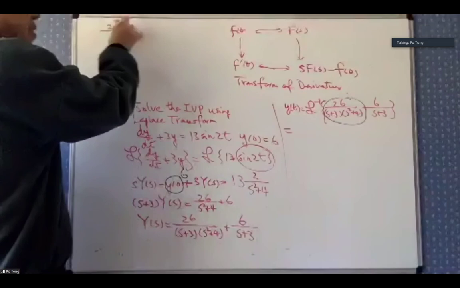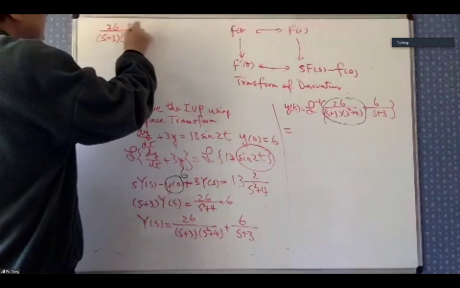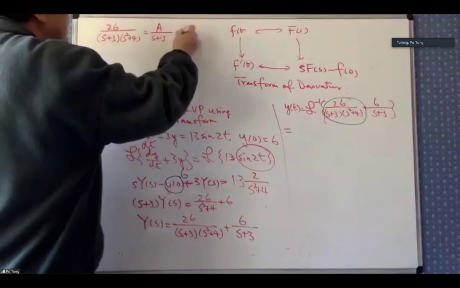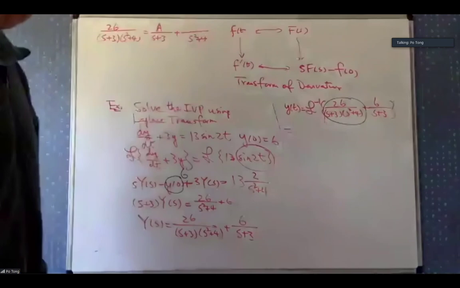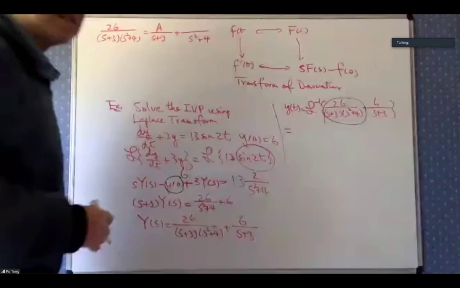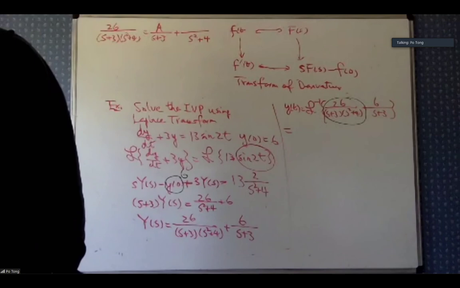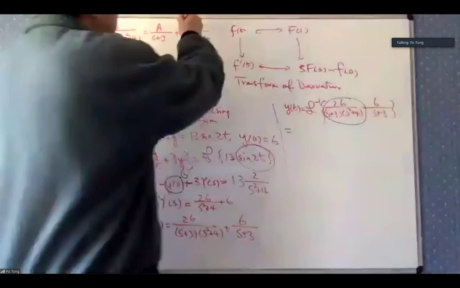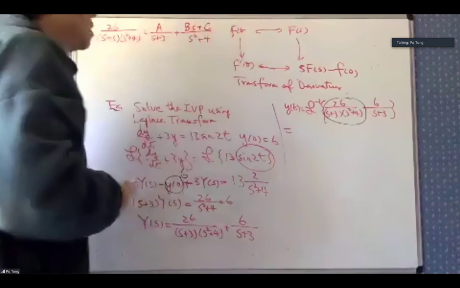26 over (s plus 3)(s squared plus 4) is A over s plus 3 plus. Now this s squared plus 4 has no factor. You cannot factor. So what do I put up there? Do you guys know? Does anybody remember your calculus two? Bs plus C, I want to say. Bs plus C. Yeah. It's okay. Now we need to solve for A, B, and C.